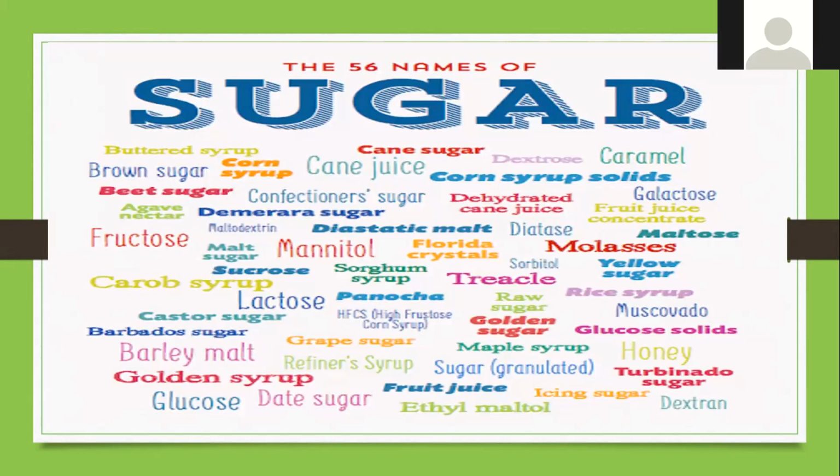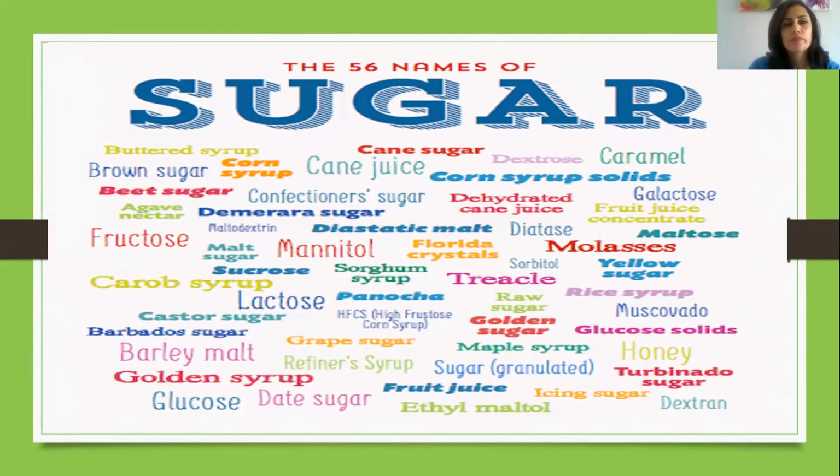So just remember, sugar by any name is sugar. You might not recognize all these names. If you look at the food label, sugar might be any of these names, which normal people don't really recognize. So it is important to be able to know how to read food labels.